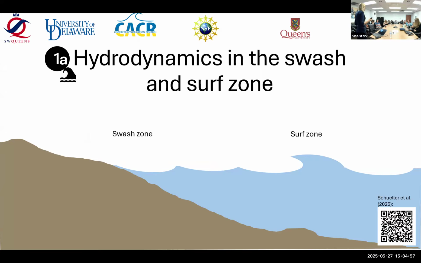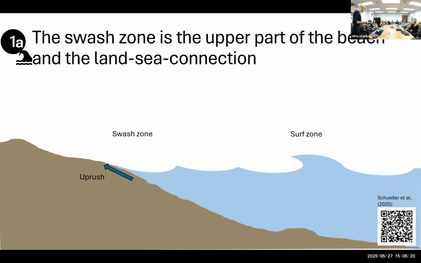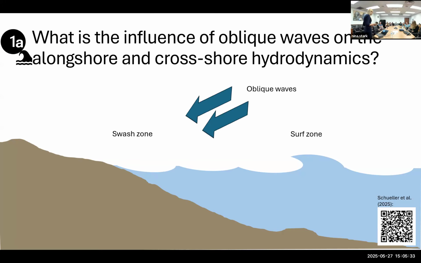Let's start with the first main area that I'm working on as a postdoc, the hydrodynamics in the swash and surf zone. It's an NSF project together with Queen's University and the University of Wisconsin-Madison. Here you can see our latest publication about this project. The swash zone itself is the upper part of the beach and the land-sea connection. We have upwash processes going on and backwash processes, and it's a highly dynamic zone.